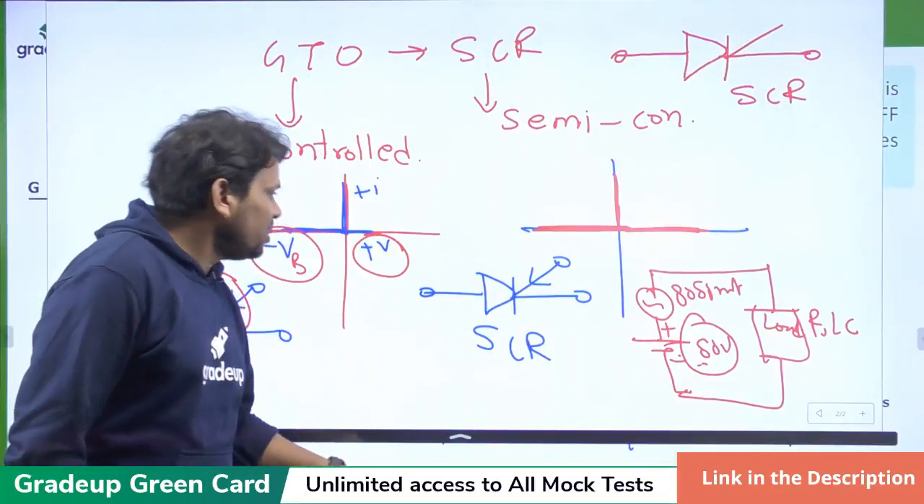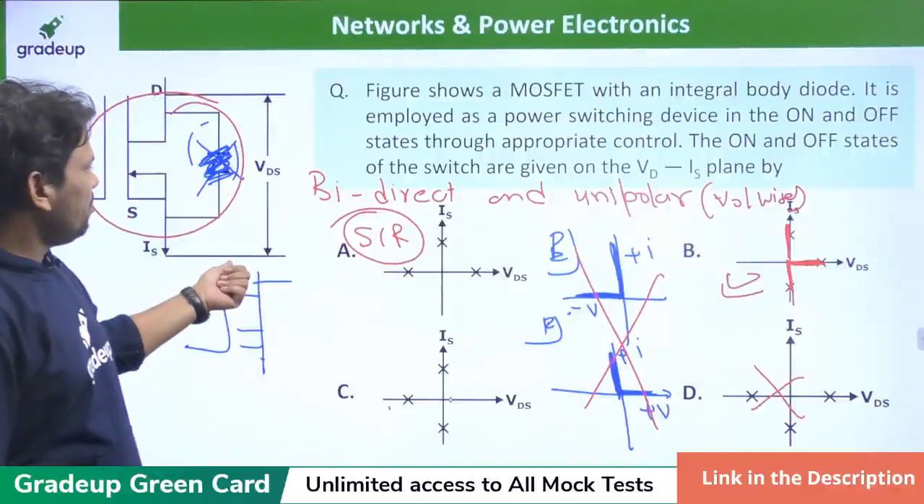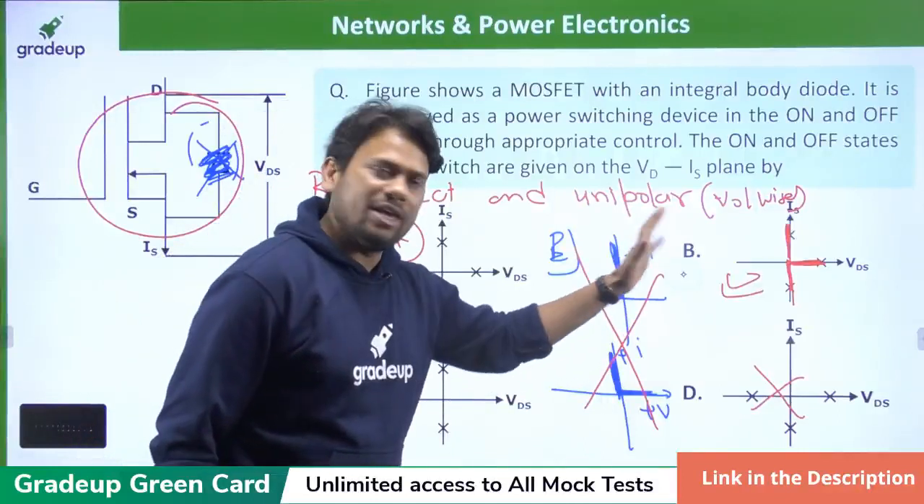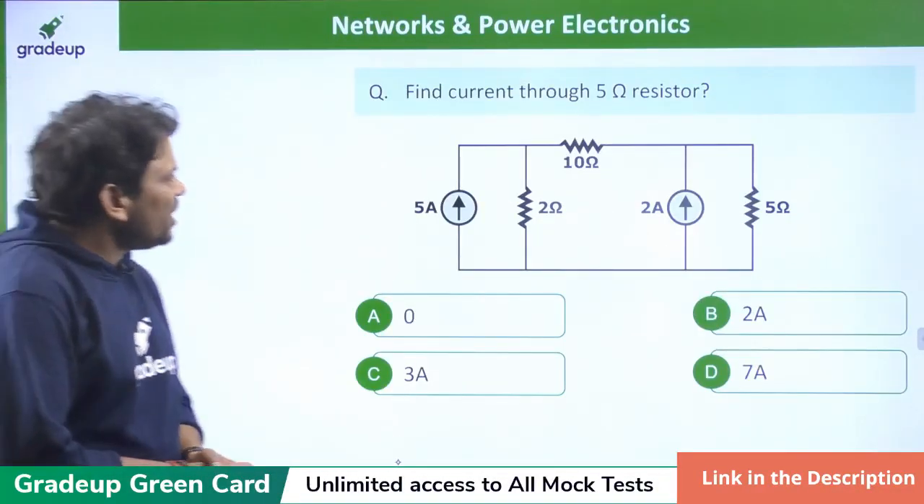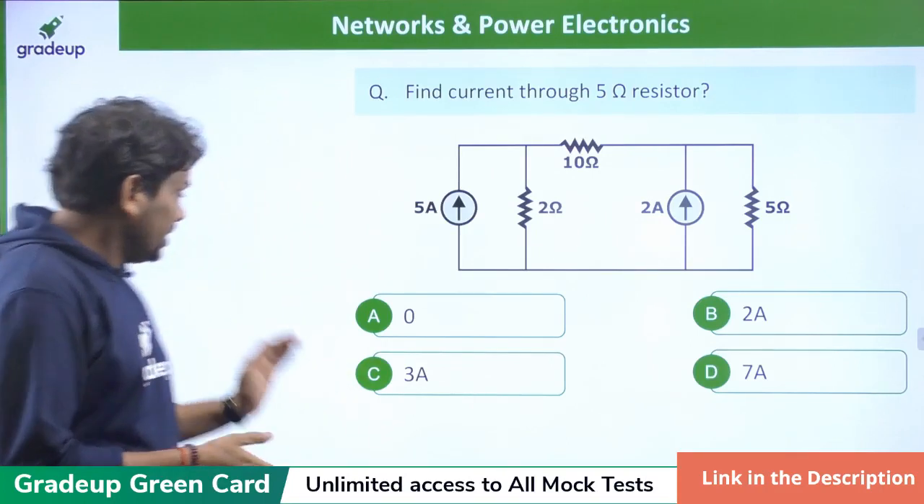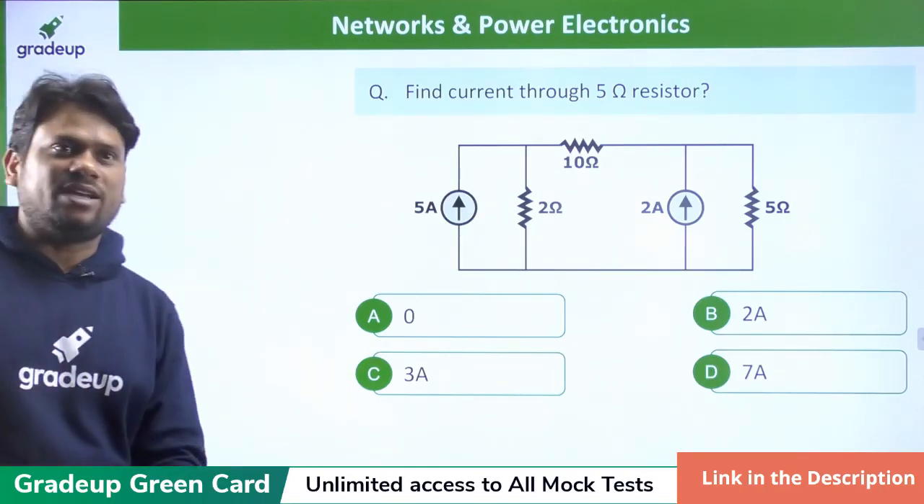Now, my dear friend, for that particular example, our option is B in any case. Now we are going to discuss the next example. Find the current through the 5 ohm resistance. Read this example carefully and tell me the final answer.